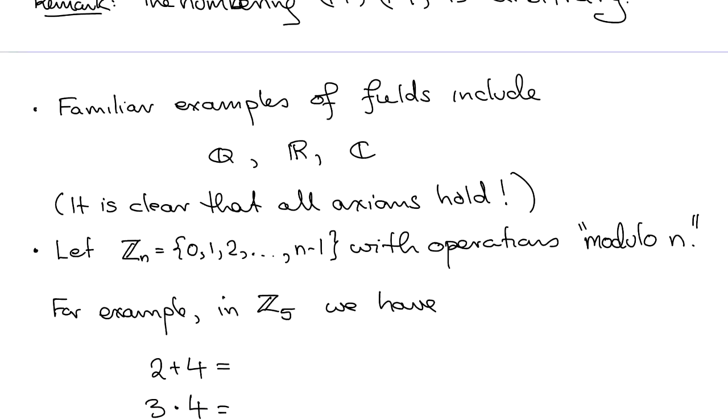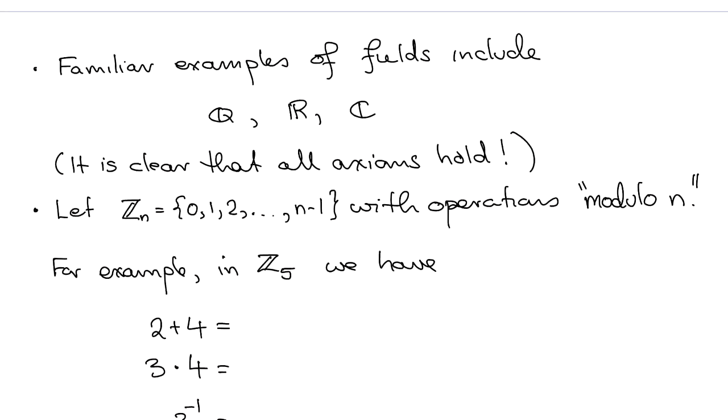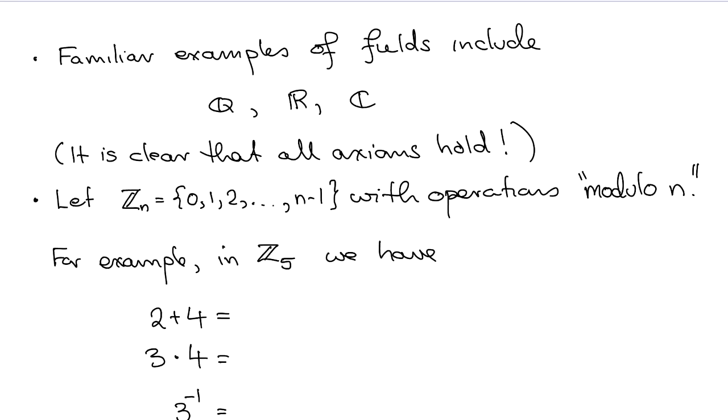But first, some examples. I'm sorry, we have to move quick because we don't have the ability to freeze the screen. That's unfortunate. Familiar examples are rationals, reals, and complexes. And you don't have to sit and write out the proof of all those axioms. It's super, super clear.